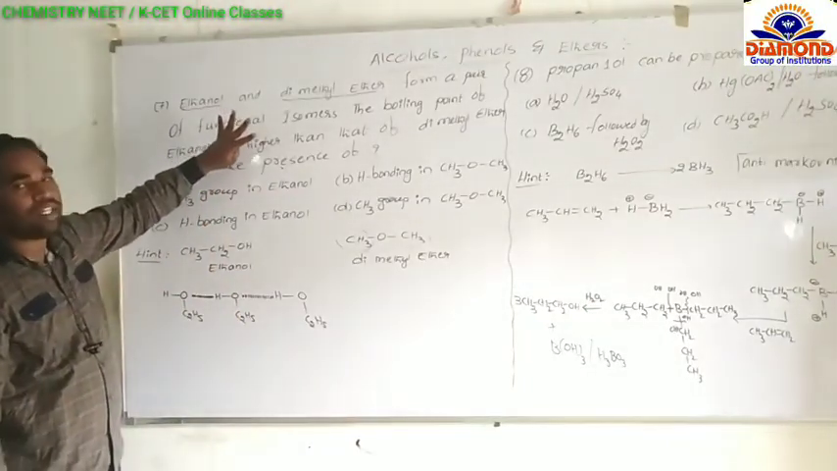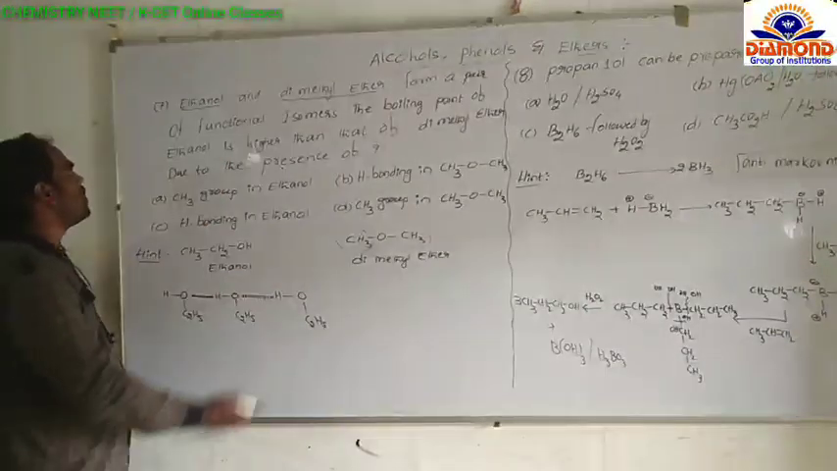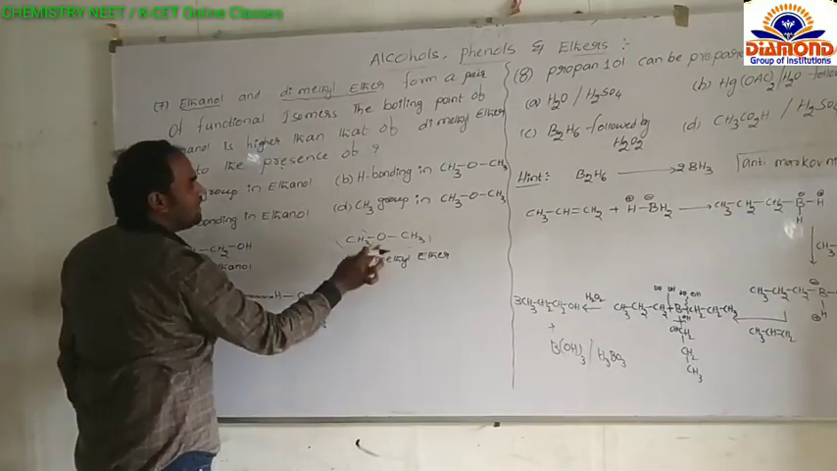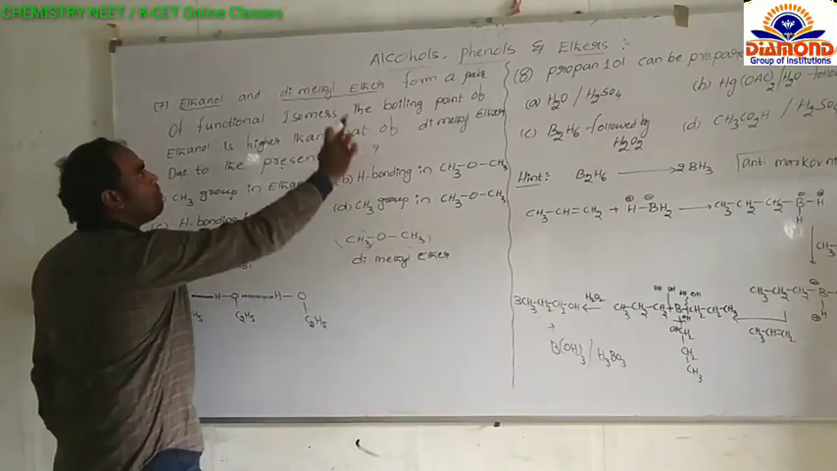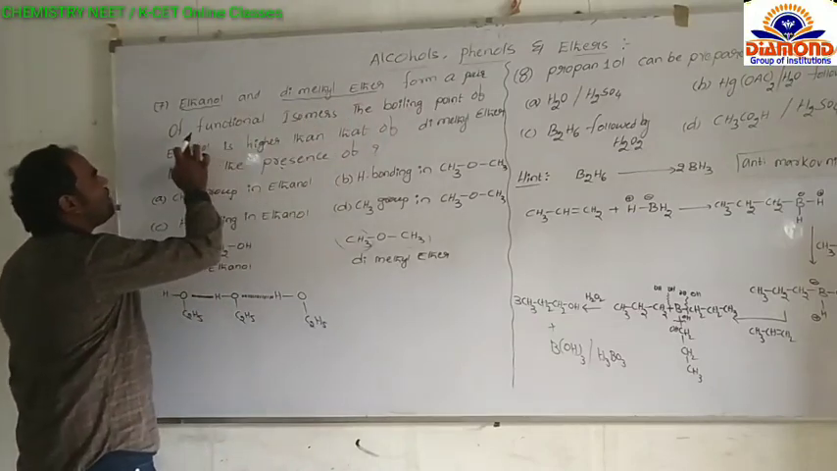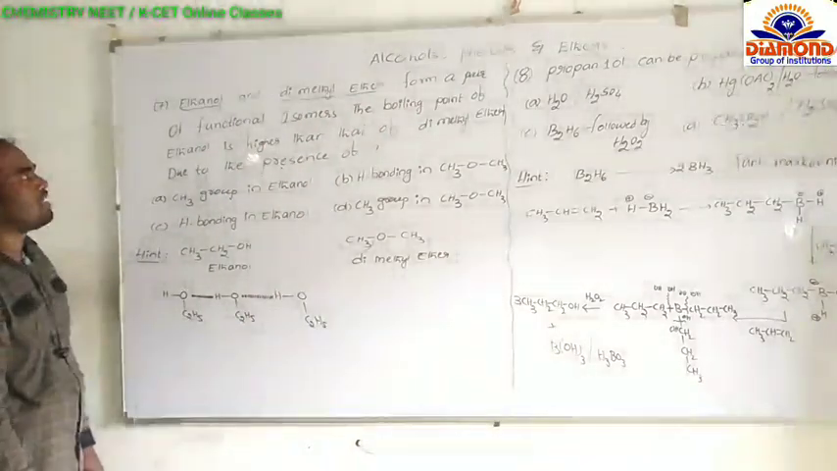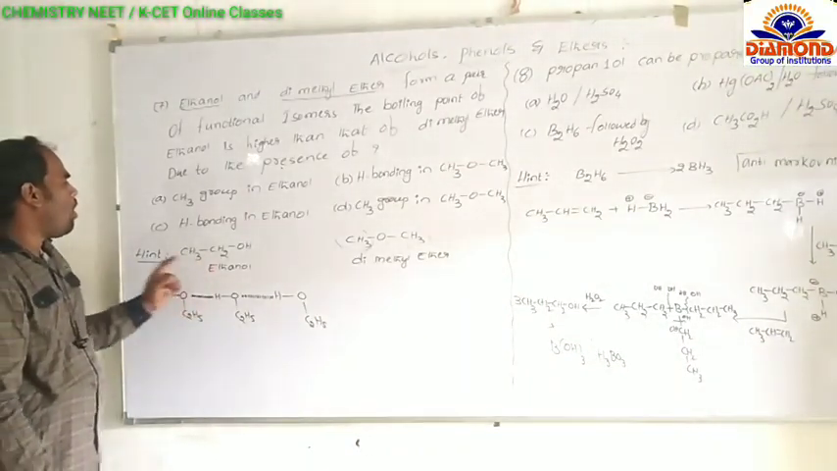So in this question, they are given two types of compounds. One is ethanol, this is ethanol, and dimethyl ether, this is dimethyl ether. Both form a pair of functional isomers. Then the boiling point.